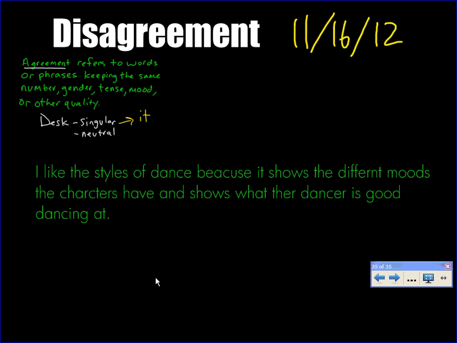I like the styles of dance because it shows the different moods the characters have and shows what their dancer is good dancing at. That's all right. There are a few typographical errors, but that doesn't really bother me. I see two pronouns in the sentence. Can anybody identify either of them or possibly both?